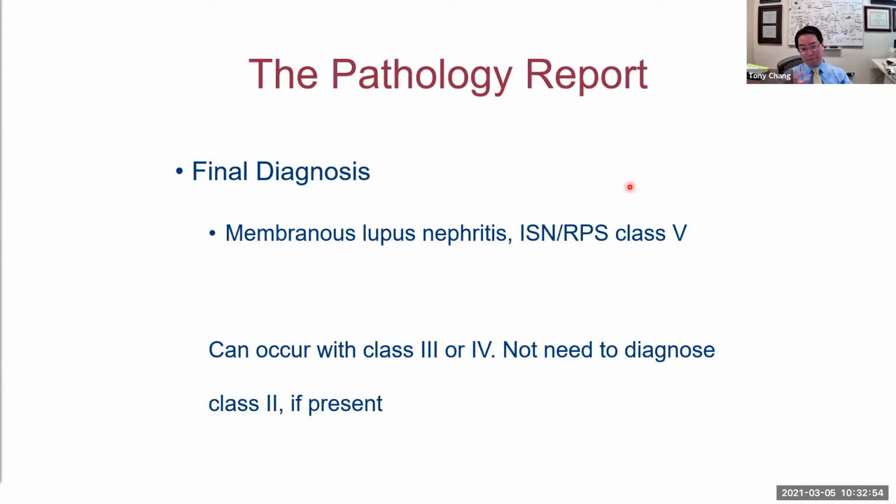And this is outside my area of expertise, so I defer to all the clinicians in terms of how they want to treat those. But it was found that it doesn't matter if you have class 2 along with class 5. It doesn't change, at least, your prognosis for the class 5 lupus nephritis diagnosis.